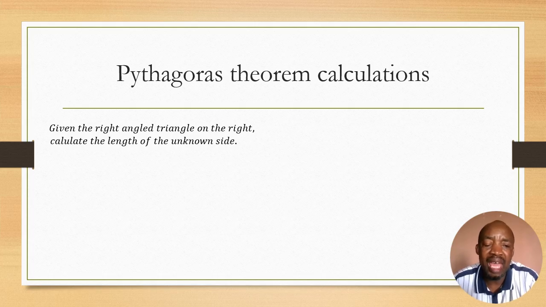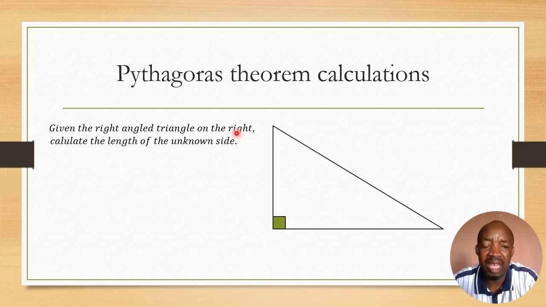You are given a right-angled triangle. Remember, we said the theorem of Pythagoras only applies in a right-angled triangle. On the right, let's look at that right-angled triangle there. Calculate the length of the unknown side. Now, which side is unknown? The length of that one is 3. The length of this one is 4. We don't know the hypotenuse. Now, that means we have to calculate the length of this side. How do we do that?